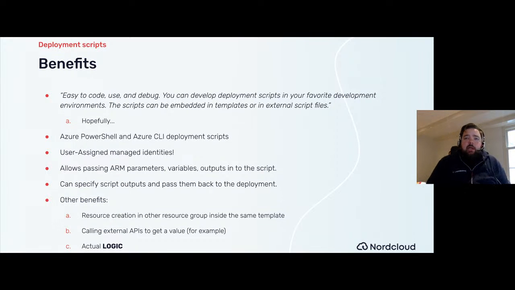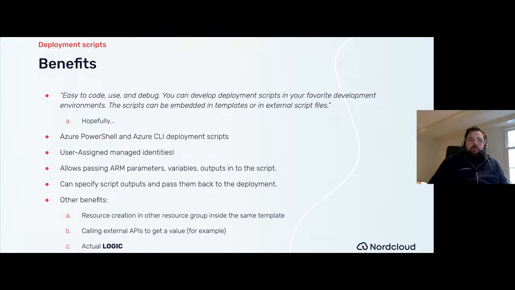Other benefits that I came up with: there are probably a lot more use cases and a lot more benefits to using these, but these are the ones that I came up with. For example, in ARM templates, you didn't really have the option to create a resource in another resource group and then a dependent resource in another, for example, Log Analytics in one workspace and an app service in another. But deployment scripts give you the option to do that.